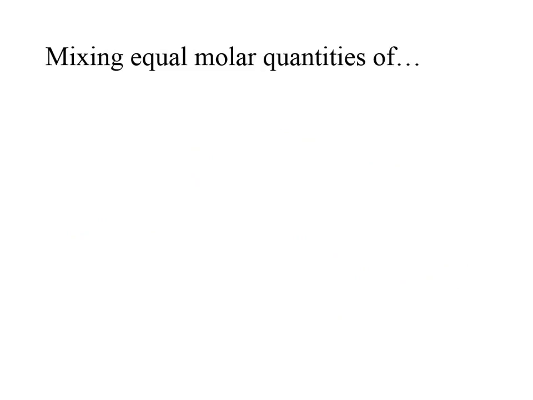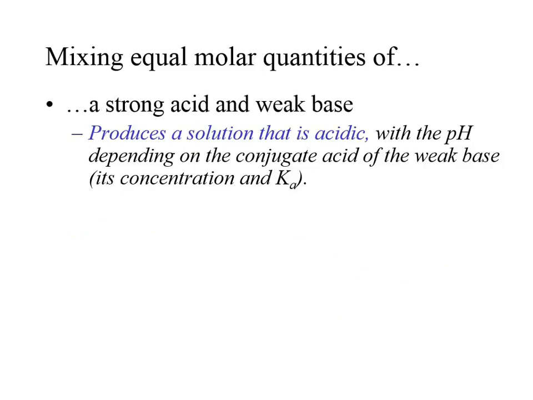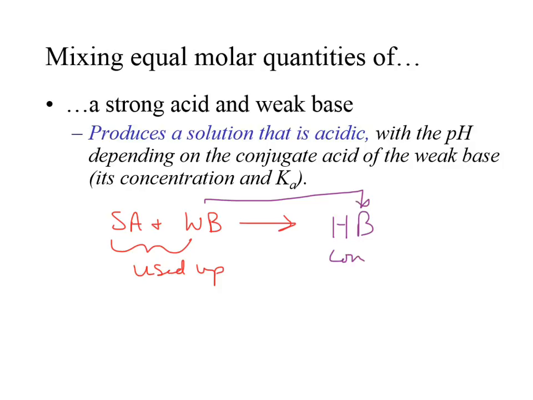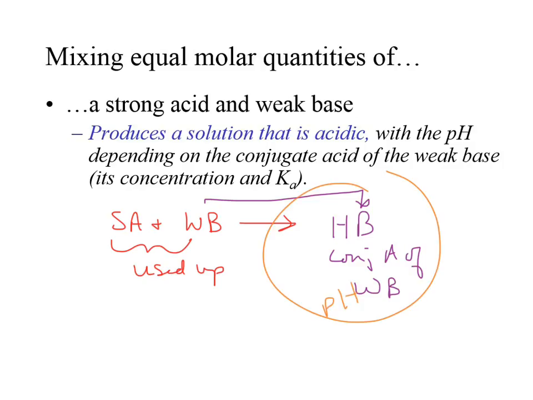So that was the first two scenarios. The third scenario is what if you have a strong acid and a weak base? We have a similar thing. If you have a strong acid and a weak base in equal molar quantities, they're going to both be used up. And then what drives the pH is the conjugate acid, I'll call it HB, the conjugate acid of that weak base. That's what drives your pH.